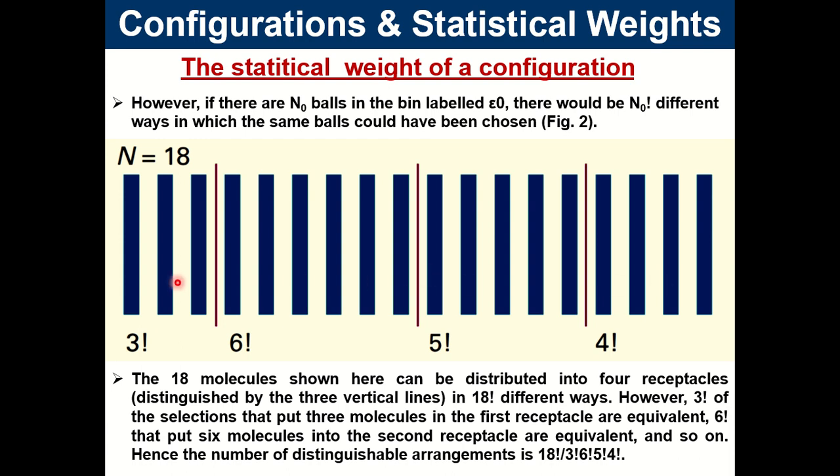Then how many different ways do you have of achieving this configuration? If you apply this, you will find that the 18 molecules can be distributed into 4 baskets in 18 factorial ways. Now we are also fixing that each of these baskets can accommodate only a certain number of particles. There are 3 factorial ways of selecting 3 molecules for the first basket, and 6 factorial ways of selecting 6 molecules for the second basket, that is the epsilon 1 energy level, and so on. So the distinguishable arrangement would be 18 factorial divided by 3 factorial, 6 factorial, 5 factorial, and 4 factorial.